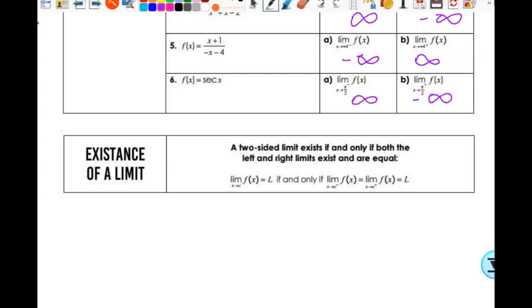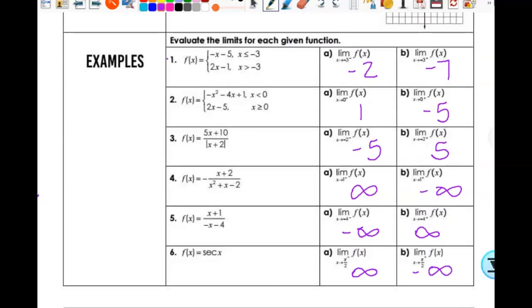Now, for the existence of a limit, because sometimes my answer is does not exist. A two-sided limit exists if and only if both the left and right limits exist and are equal. Notice this says the limit as x approaches c, and it doesn't say from the left or right, just as I approach c. It exists if and only if the limit from the left and the right are equal to each other. So if you look back up here, without us even looking at the graphs again, I can tell you that on number 1, the limit as x approaches negative 3 does not exist because the limit from the left and the limit from the right both exist, but they're not the same because we were approaching two different things. Does that make sense?